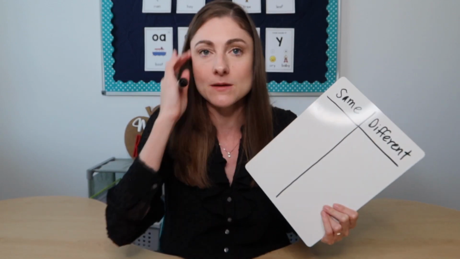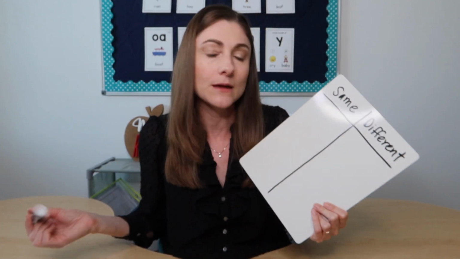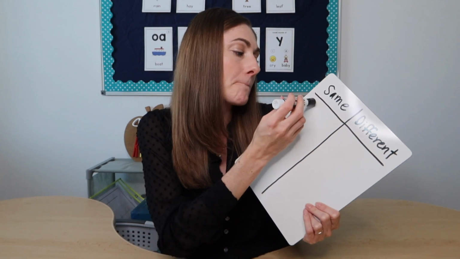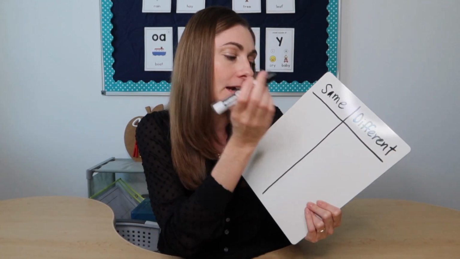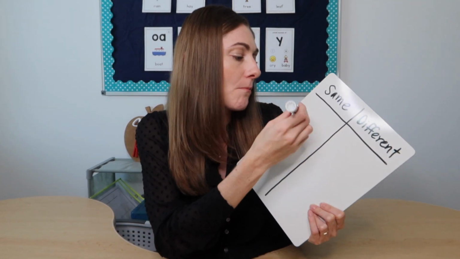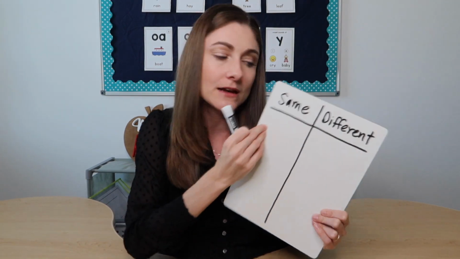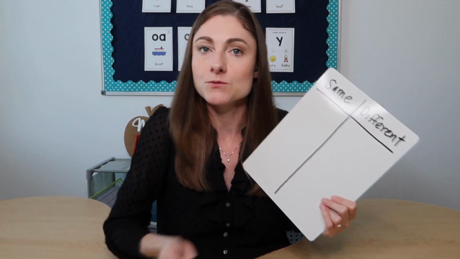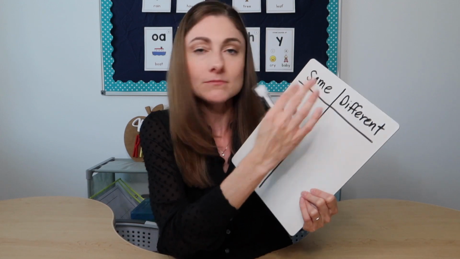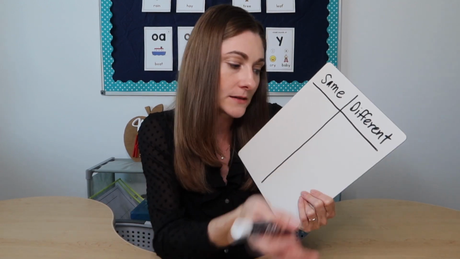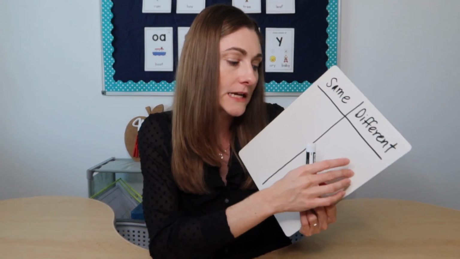So for example, maybe both you and the other teacher have the same favorite color. You'd write Mrs. Ryan and Mrs. Smith both like the color blue. So you'd write that in the same column. And then if you like different foods, you would write Mrs. Ryan likes this food, Mrs. Smith likes that food, right here in different. You could also just do a list without this T-chart, and then color code it: green is the same, and red would be different, okay?